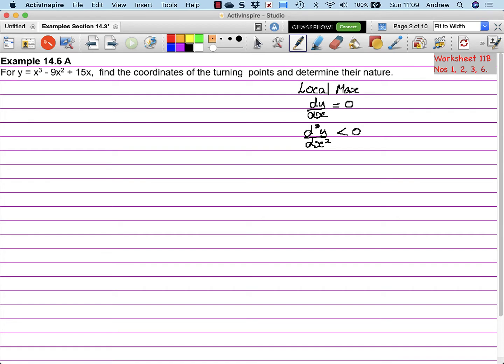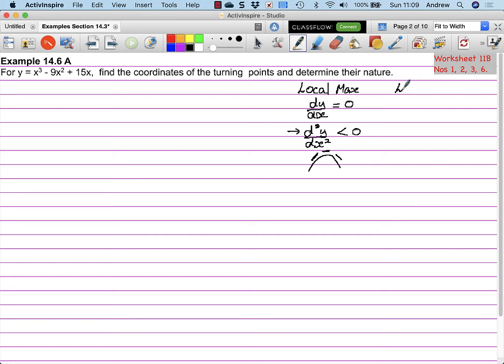Now let's quickly remind ourselves why that is the case. If we're looking at a maximum, the second derivative is looking at how the slope changes. The slope coming into a maximum is positive, then it goes to 0, and then it becomes a negative slope. So the rate of change of the slope is negative. It's moving from positive to negative. So for a local maximum, d2y by dx squared is negative.